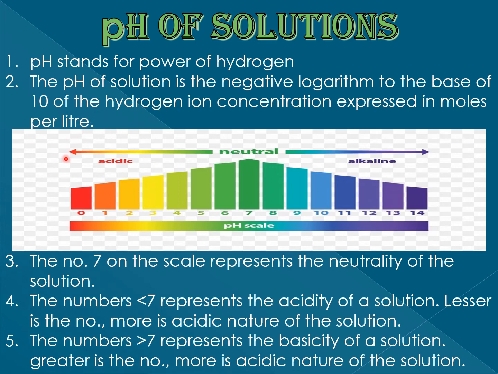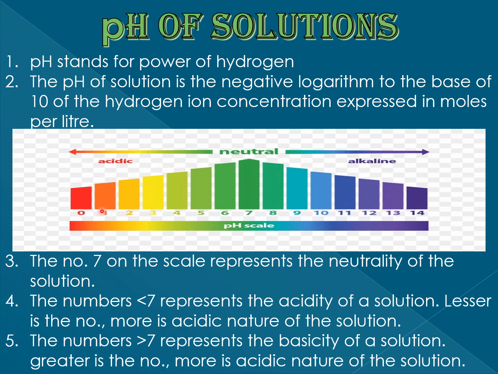The number 7 on the scale represents neutrality of the solution, that is green color. If the pH is less than 7, then we consider the substance to be acidic. The nature of the solution is acidic. If it is more than 7, the nature of the solution is alkaline. You can see the color there.